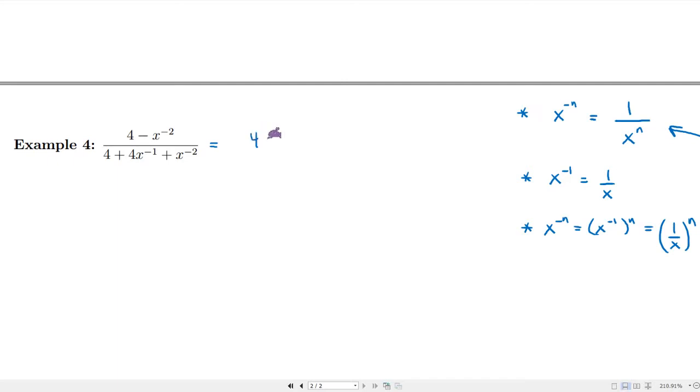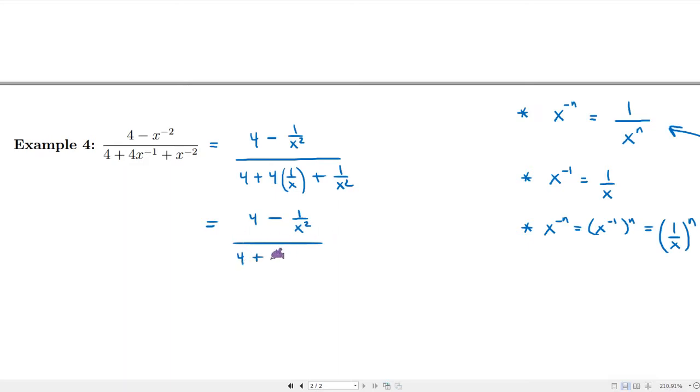So this is 4 minus 1 over x squared. And then down here we have 4 plus 4 x to the minus 1, which is 1 over x, and then plus 1 over x squared. So rewriting this a little bit, we have 4 minus 1 over x squared divided by 4 plus 4 over x plus 1 over x squared.